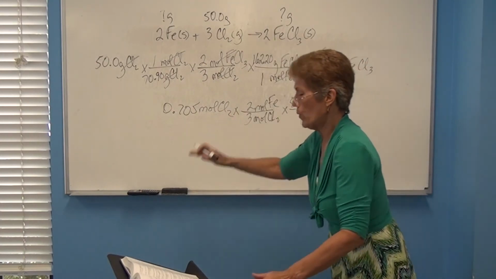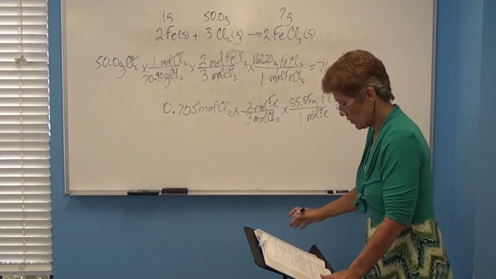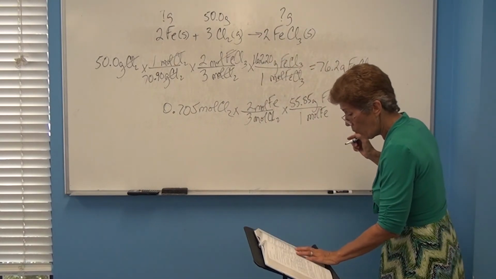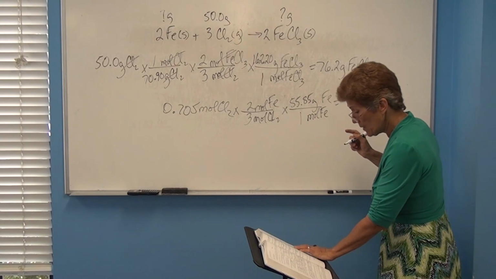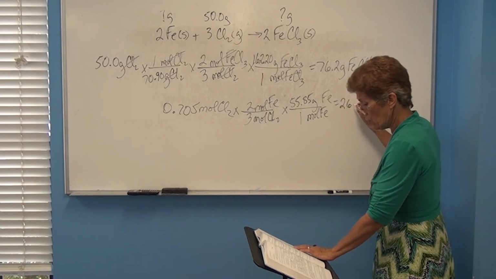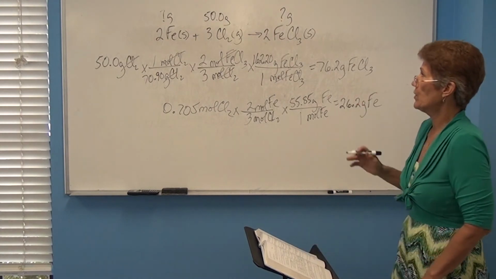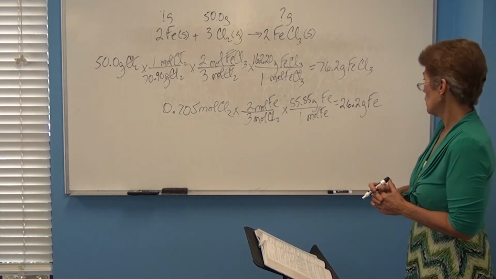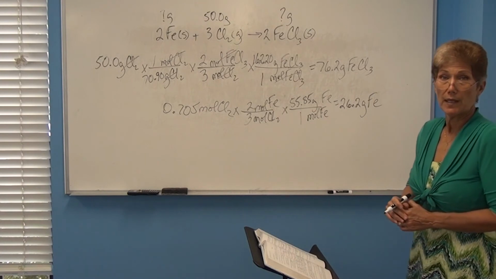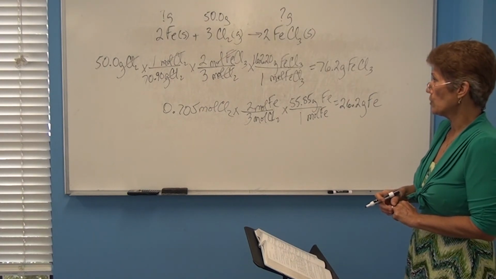There we go. We start with 3 significant figures, because that's where we started from the whole problem. So we're going to end with 3 significant figures. We actually used 26.2 grams of iron when we used 50 grams of the chlorine to start with. And so there we've answered both of those questions.